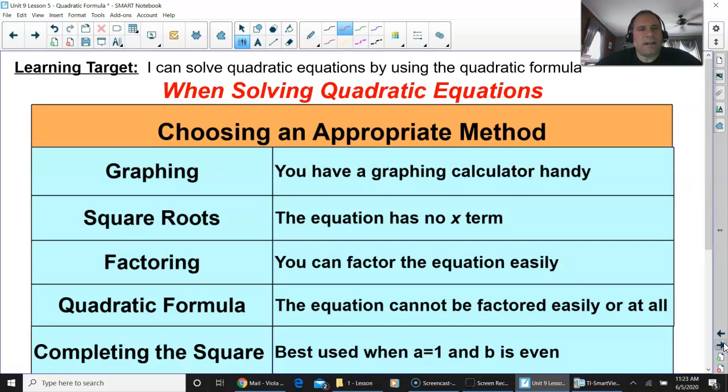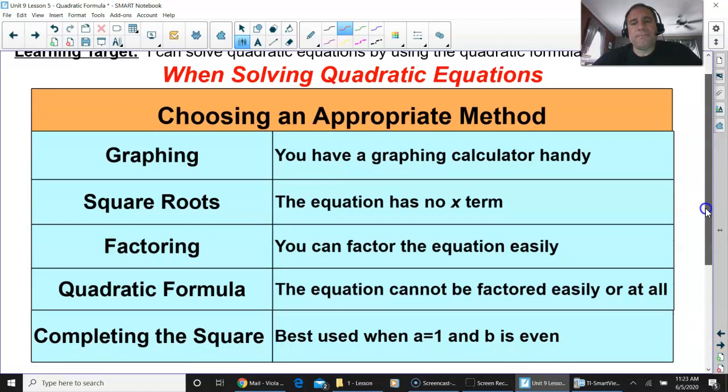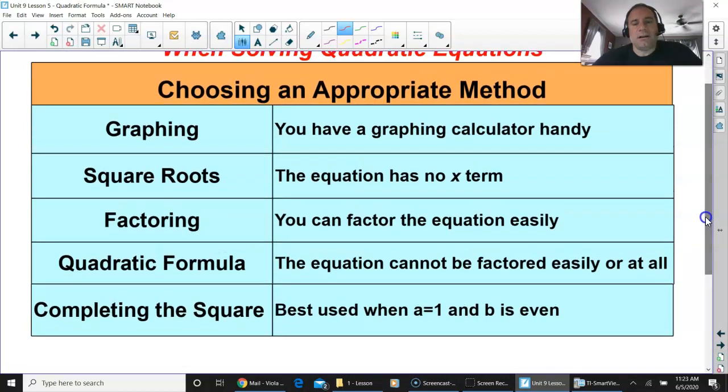All right, when solving quadratic equations, choose an appropriate method. Graphing: you have your graphing calculator handy at all times. Square roots: the equation has no x term, so you solve using the square root method. Factoring: if you can factor the equation easily, do it that way. Or use the quadratic formula, when the equation cannot be factored easily. And remember, the quadratic formula always works. So don't shy away from it.